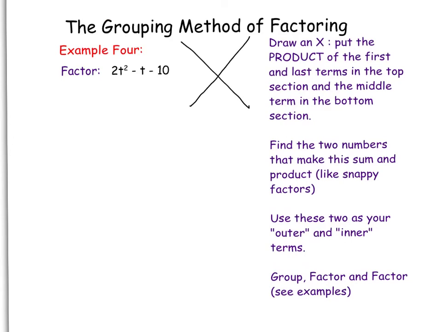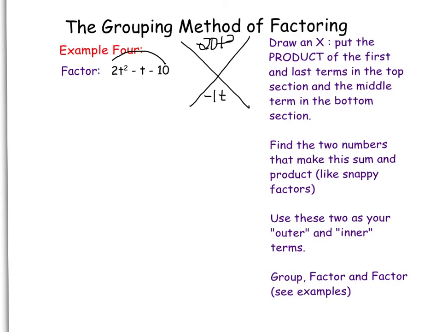Then you needed to multiply the first and the last. 2t squared times negative 10 is a negative 20t squared. And then you have to take your middle term, which is a negative 1t. And I'm putting that negative 1 in there because I'm a visual person and I like to see that my number really is a negative 1.